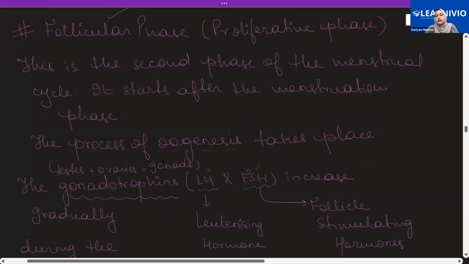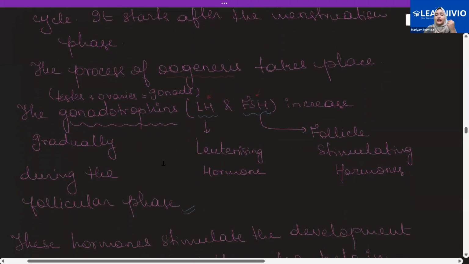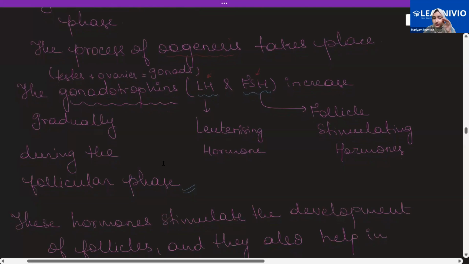So after the menstruation phase is done, the second phase of the menstrual cycle begins, which is the follicular phase. This phase is also called proliferation. You can call it the period of regeneration. Now, the oogenesis process begins again, as a result of which the gonadotrophins, the luteinizing hormone and the follicle stimulating hormone, are released. They increase and act on the oogonial cells to start the process of oogenesis.